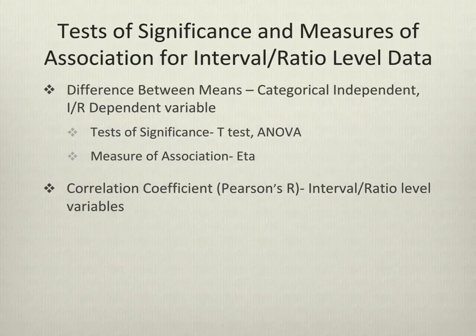Next, we're going to discuss the correlation coefficient, Pearson's R, and R squared, when you have interval ratio level variables. In this case, this will give you both your test of significance and your measure of association in one.